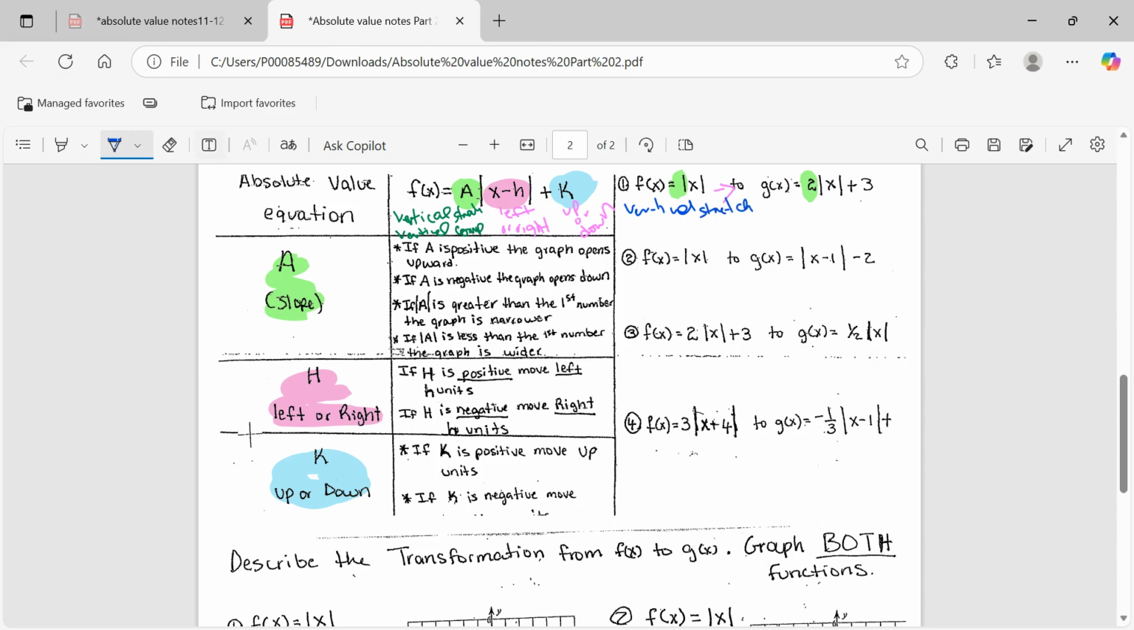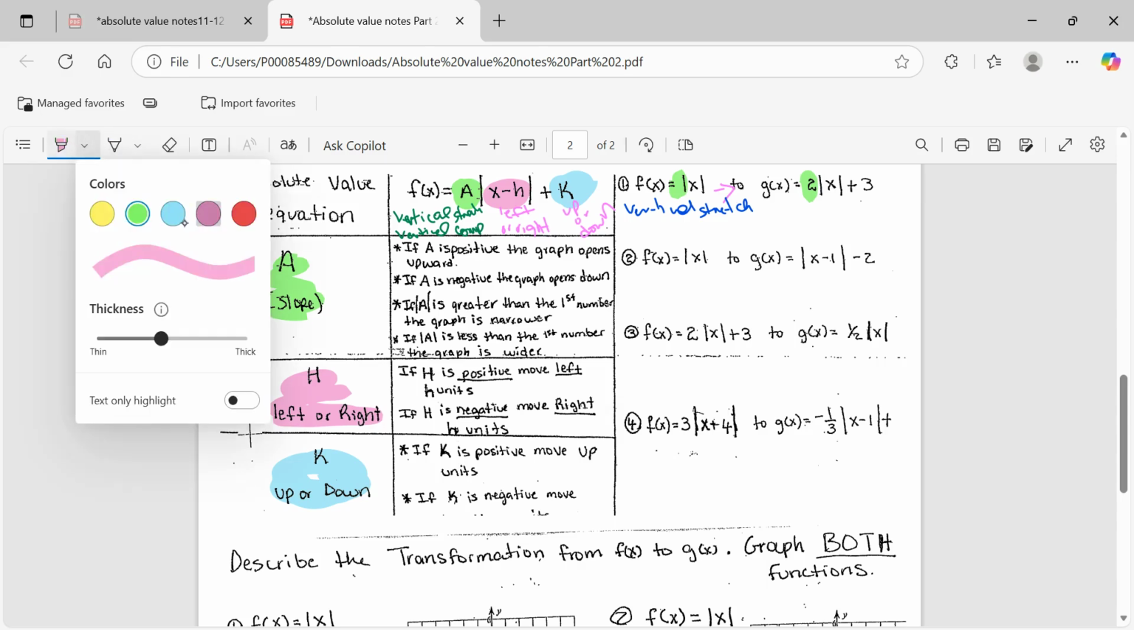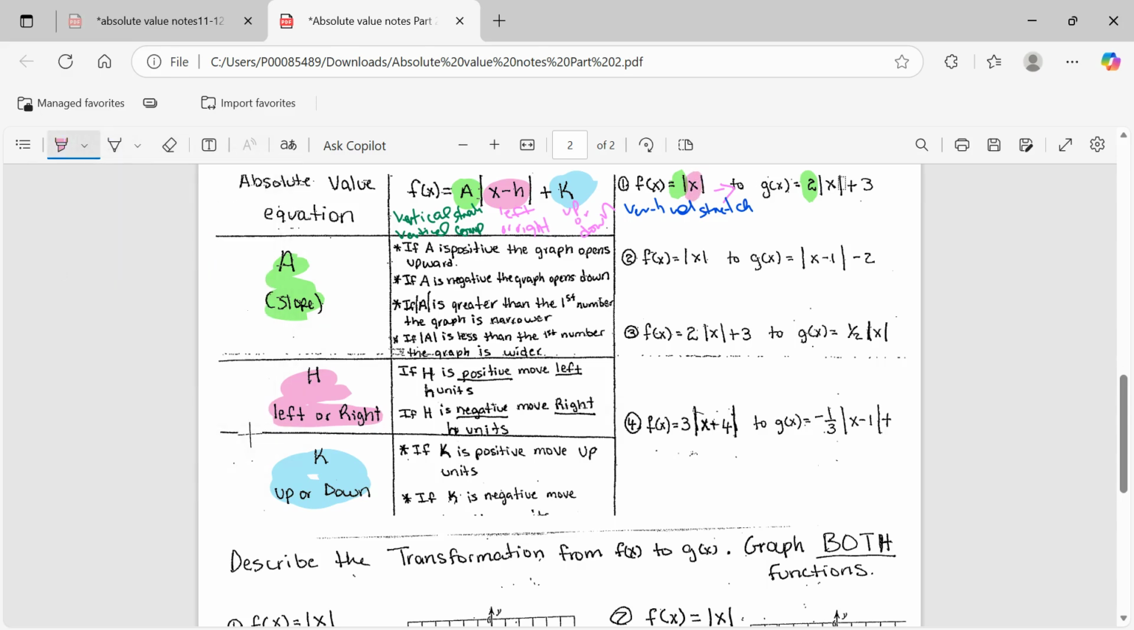Then I look on the inside. Is there anything changing on the inside? I'm going from x to x. Nothing changes. I will have no left or right movements.